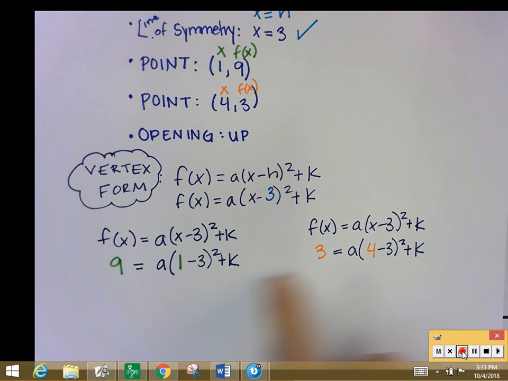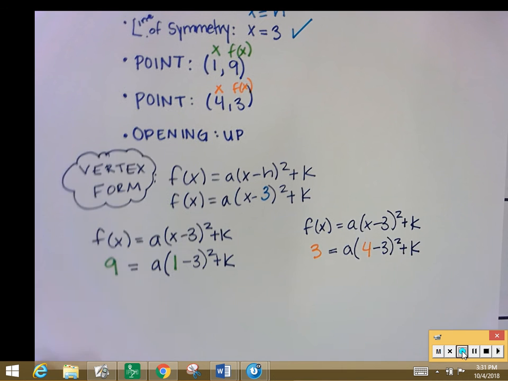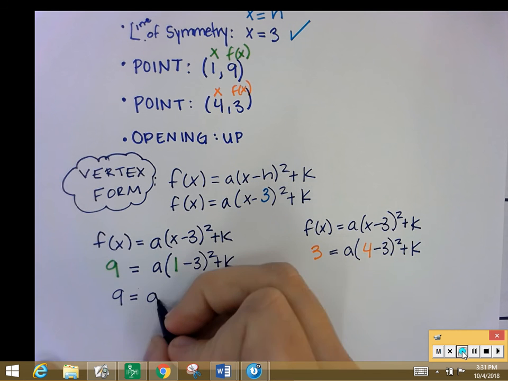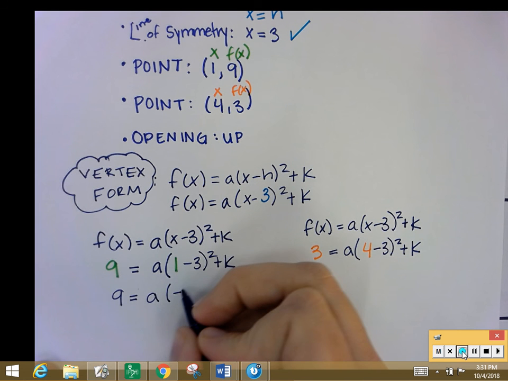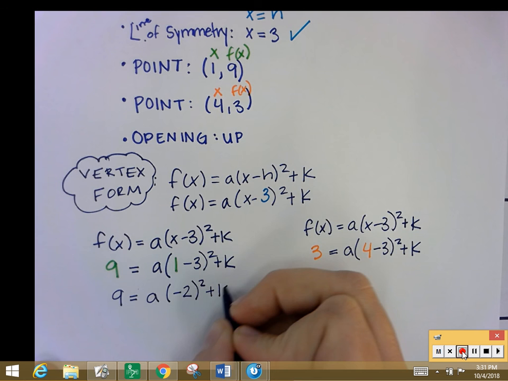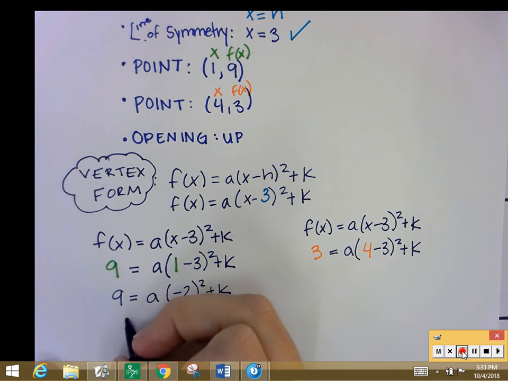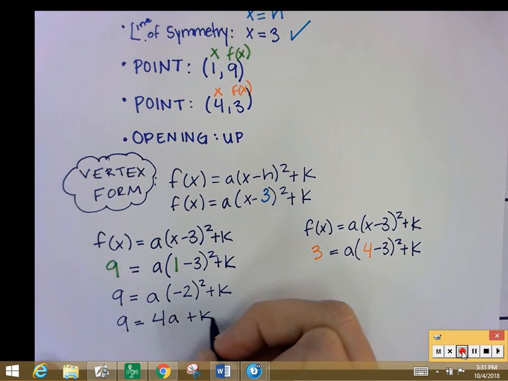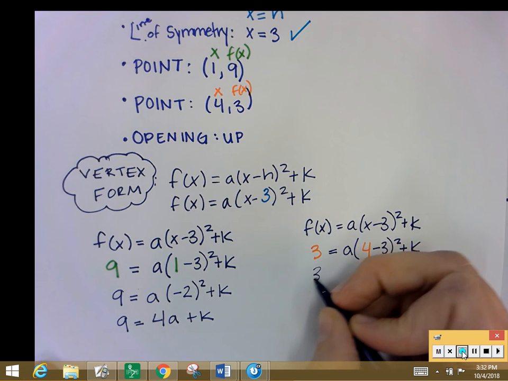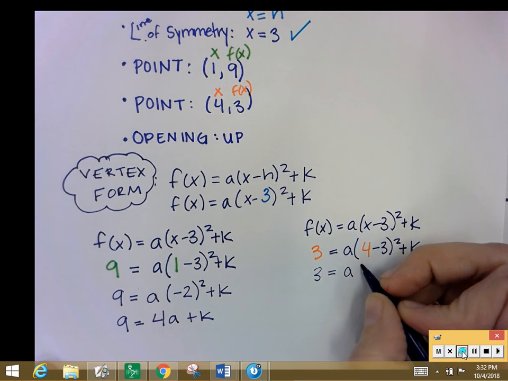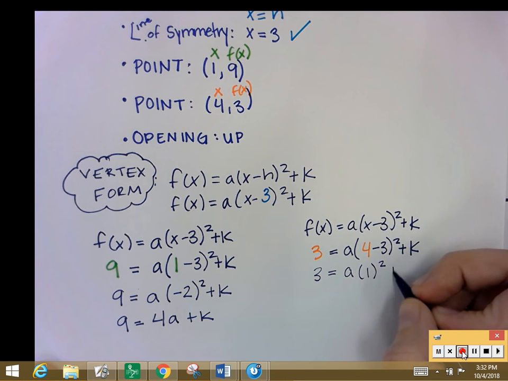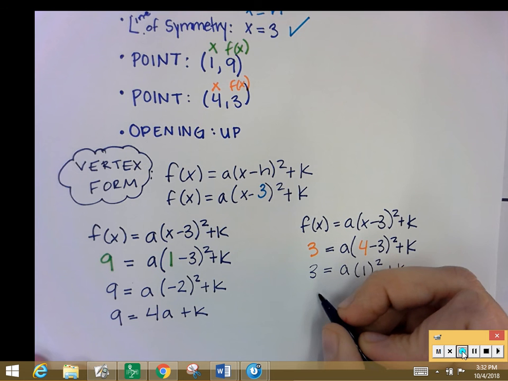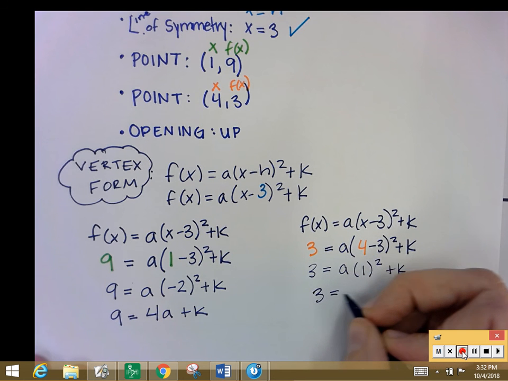Okay, so now these equations are looking a little messy, so I'm just going to clean them up by simplifying, and the first thing I'm going to do is simplify the parentheses. So I get 9 equals a times (1 minus 3, which is negative 2) squared plus k, and then I'm going to do the negative 2 squared, which is negative 2 times negative 2, and that leaves me with a positive 4a plus k. And I'm going to do the same thing over here. So here the 3 comes down, the a comes down, 4 minus 3 is 1. So I have 1 squared plus k, and then 1 squared is 1 times 1, which is 1, and then 1 times a is just a. So I get 3 equals a plus k.